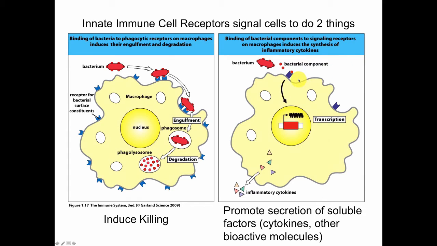But the other thing that's really critical for initiating an innate inflammatory response is that these pattern recognition receptors will induce a signal transduction cascade inside the cell to activate patterns of gene transcription that allow these cells to produce proteins and secrete soluble factors like cytokines and other bioactive molecules that promote the inflammatory reaction.